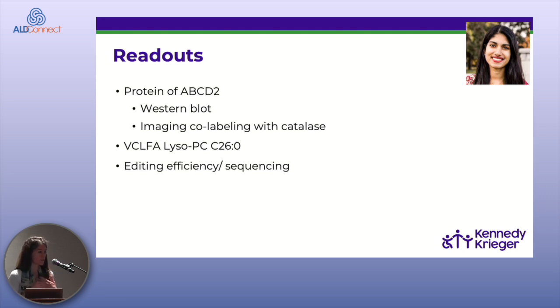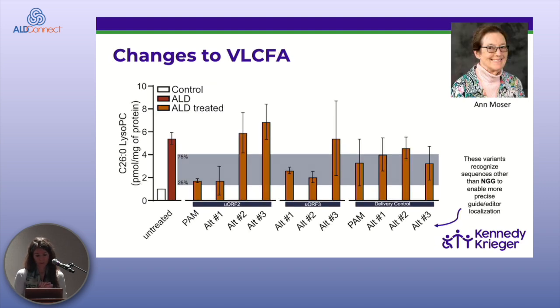And then again, our readouts, of course, protein of ABCD2, trying to do Western blots to see if we can increase ABCD2, and then doing some imaging of these fibroblasts, looking at localization of ABCD2 within peroxisomes, and that's through a co-labeling with catalase. Again, we run very long chain fatty acids, lyso-PC, C26, and then look at the editing efficiency. And so this is more recent. This is end of August that we did this study.